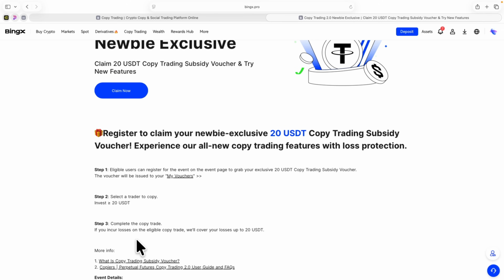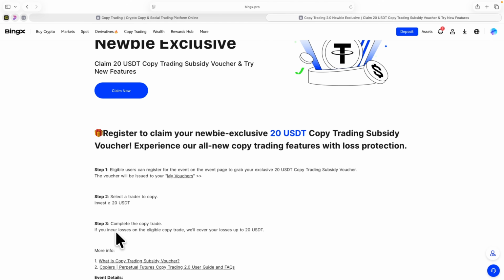And if you incur losses on the eligible copy trade, they will cover your losses up to 20 USDT. So basically what they are telling you is that if you copy a trader now, let's say I copy a trader with, let's say, $50, and then let's say after copying the trader, I go ahead and lose, let's say, $30. Now, BingX will return $20 back to me. They'll give me back $20. They are covering for my loss up to $20. That's it. So the maximum they can return back to you is $20.